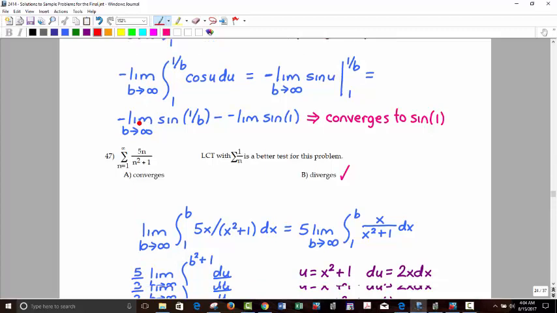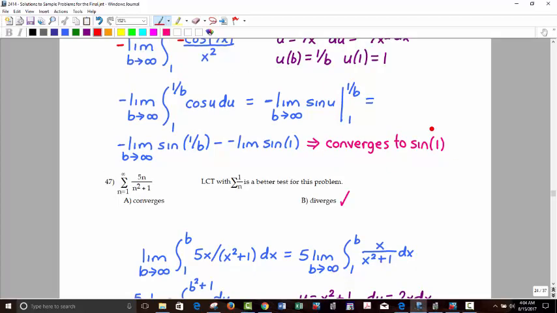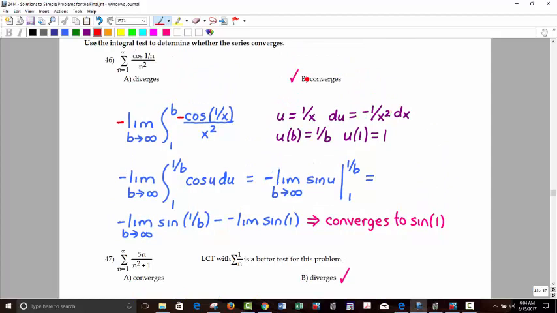So what do we have then? 1 over infinity will be 0. Sine of 0 is 0. So you just come up with this answer: it converges to sine of 1 radian, basically. Well, okay, they're not worried about that, but the key is it converges.